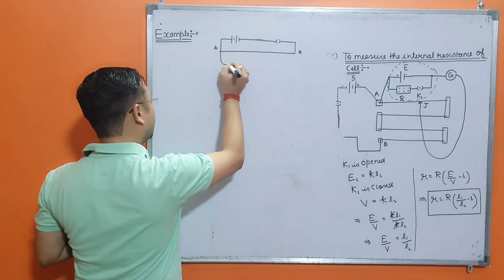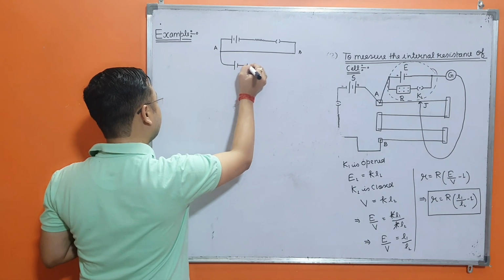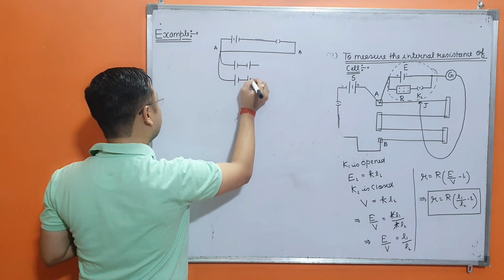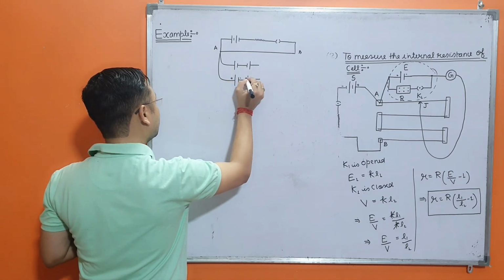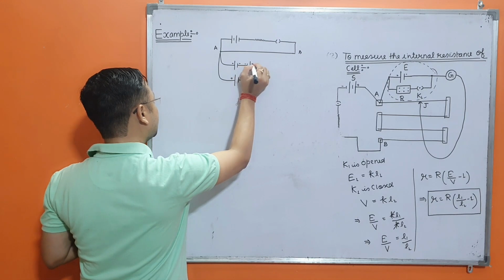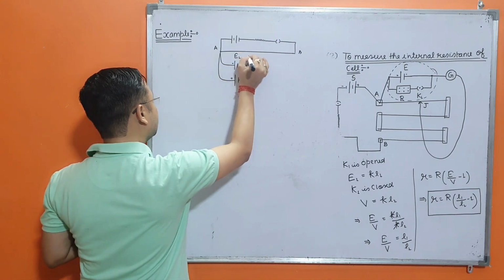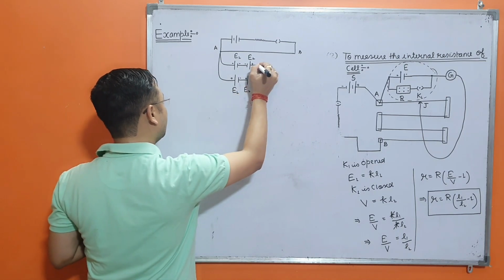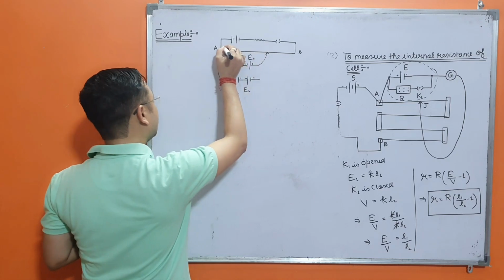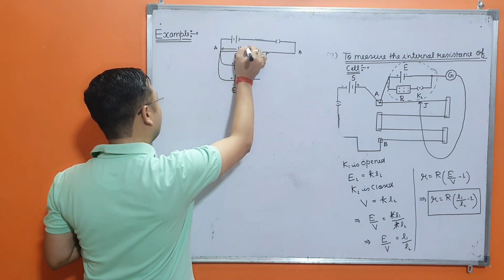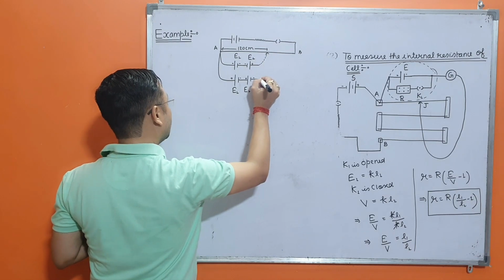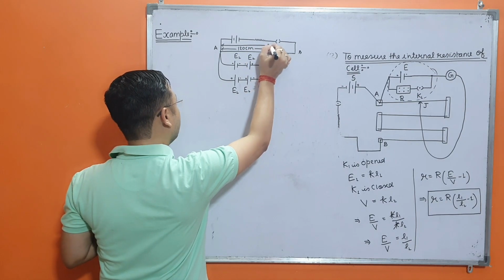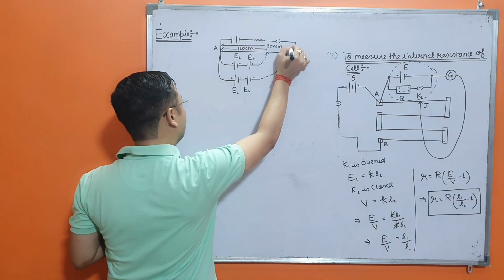Now, in one branch, the cells are connected in this way, and in another branch, the cells are connected in this way. The EMF of the cells are E1 and E2. In this situation, you are getting the null point at 120 centimeter, and in this situation, you are getting the null point at 300 centimeter from the zero end of the potentiometer.